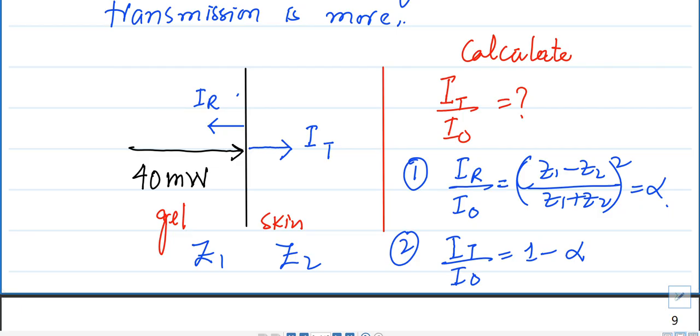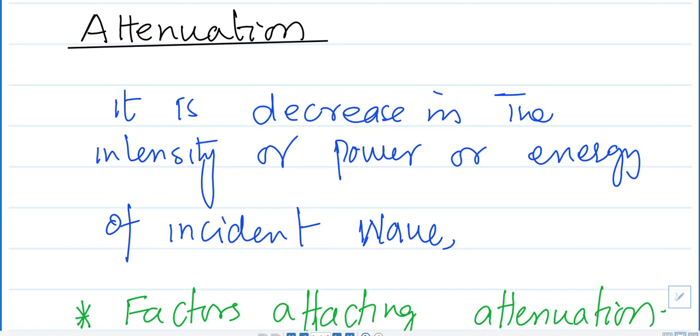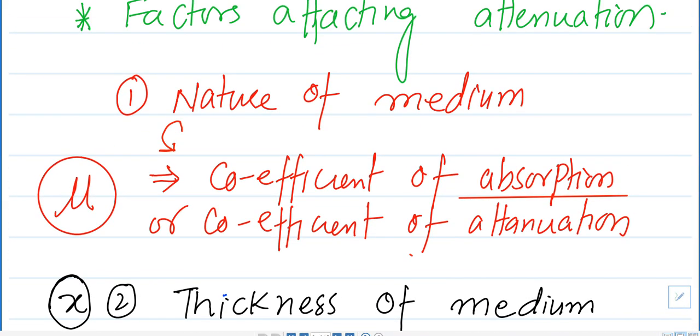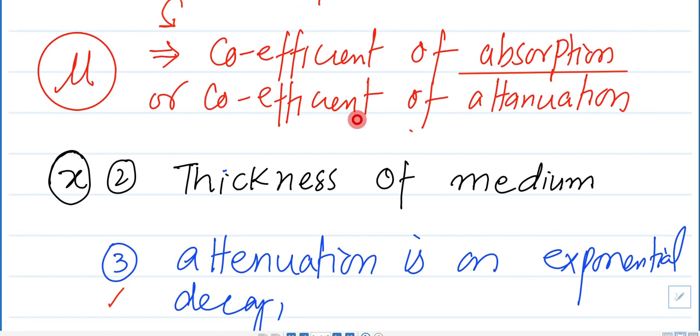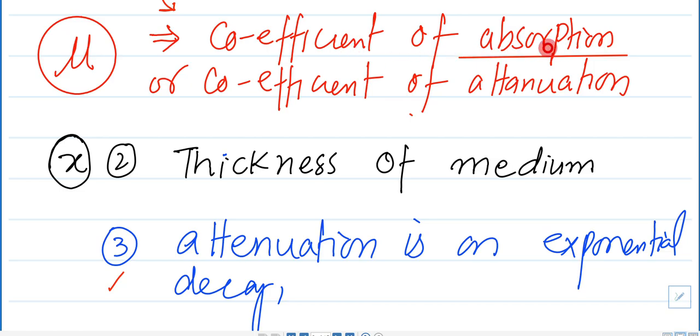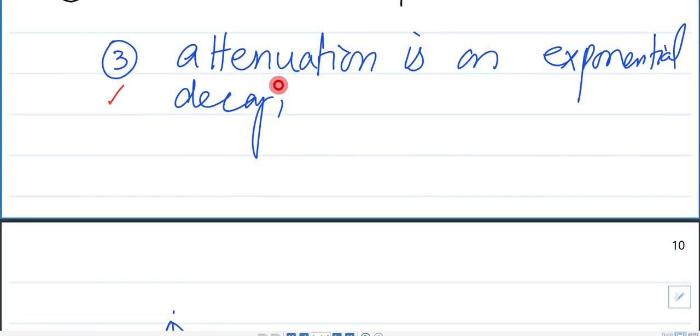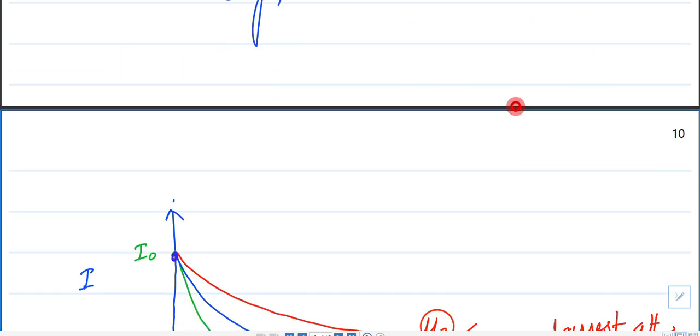For example, if the ultrasound is incident here, it would reflect somehow and it would transmit, and the transmission and reflection both will be correlated with each other. And here we go, attenuation was depending upon several factors. One of them is mu, the coefficient of attenuation or coefficient of absorption. The second one is the thickness of the medium.